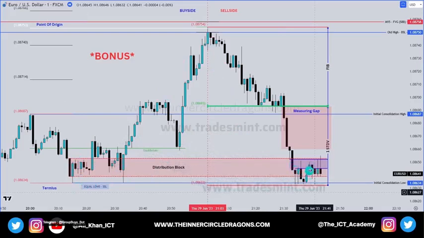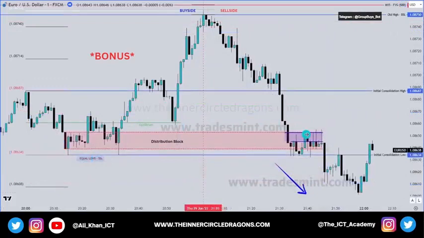And again, you can see how we're mitigating inside of this distribution block, inside of the common gap that has been formed on the right side of the market maker sell model. Ultimately, price rejects this level and rolls over in a series of 1, 2, 3 drives lower.